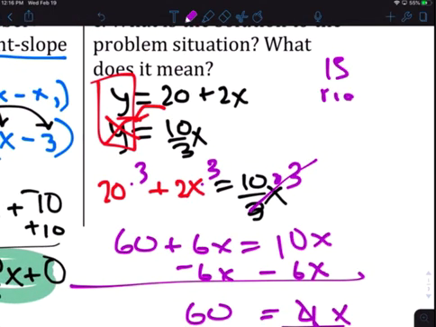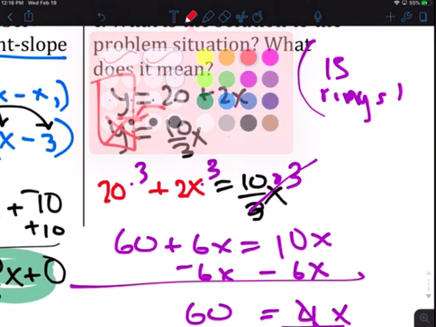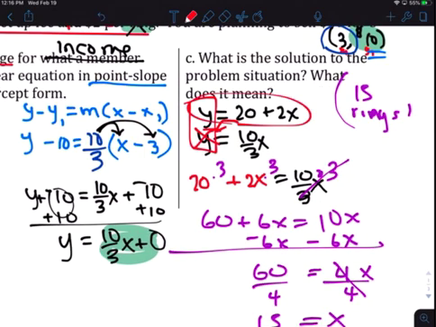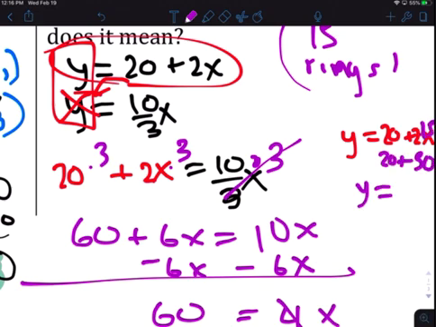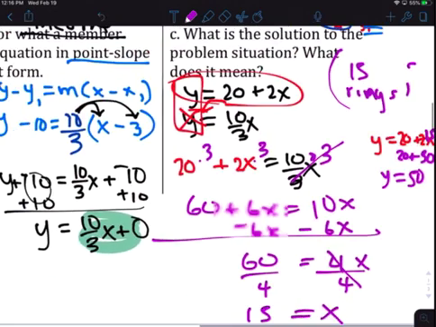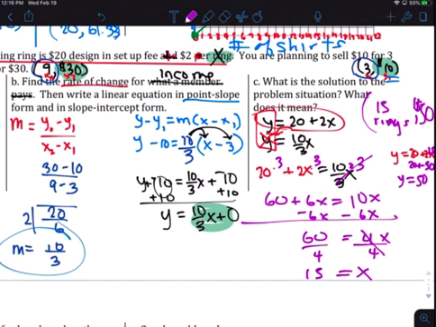15 rings for how much? Let's see, 15 rings. We're going to save this one. It's a lot easier to work with. Y equals 20 plus 2x. And x is 15. That's 30 plus 20 is 50. $50. Okay, what does it mean? It means that you have to sell 15 rings to make $50.